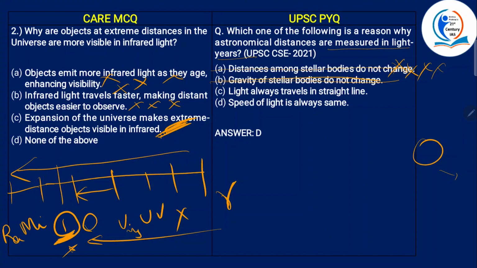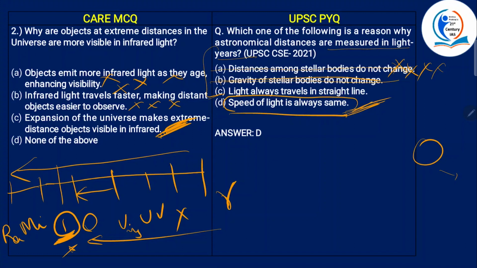Light always travels in a straight line. Now what is the link between this one and this one? If you're not able to establish a link, just move to the next statement. Speed of light is always the same. Yes, this is correct, and it's always the same, unlike sound, which differs according to the medium. The speed of sound differs according to the medium, and in vacuum it does not travel at all.